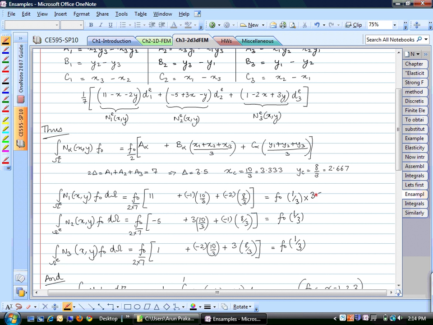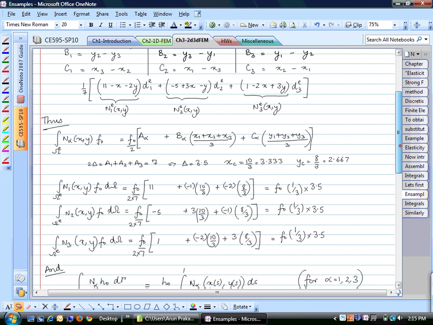3.5 is the area of the triangle. So what we should get here, if we sum up all these components, we should get f0 times the area of the triangle. So if we sum up all these, we should get f0 times 3.5, which is the area of the triangle. Okay.